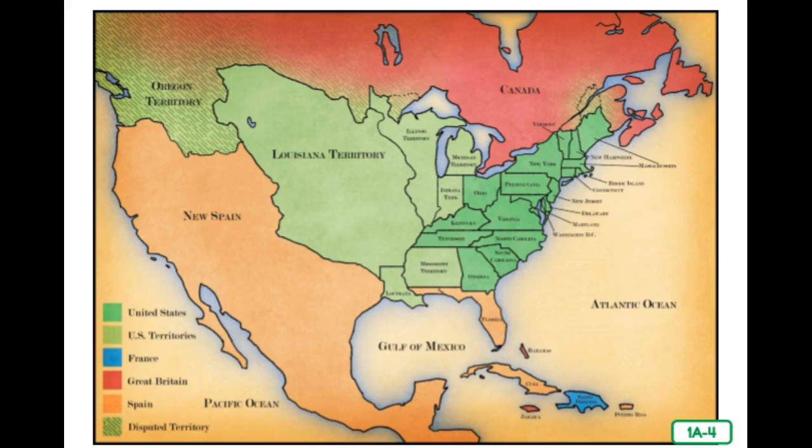For many years after the Revolutionary War, the United States grew larger and wealthier. New states such as Vermont, Kentucky, Tennessee, Ohio, and Louisiana were added. New territories were also settled. In 1803, President Thomas Jefferson purchased the Louisiana Territory from France. This purchase more than doubled the size of the United States.